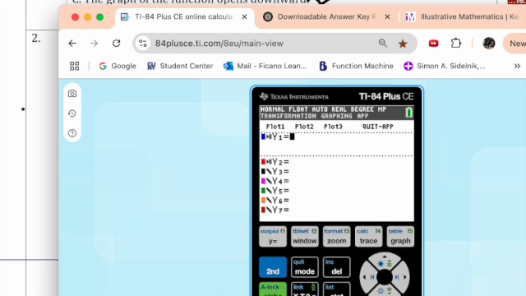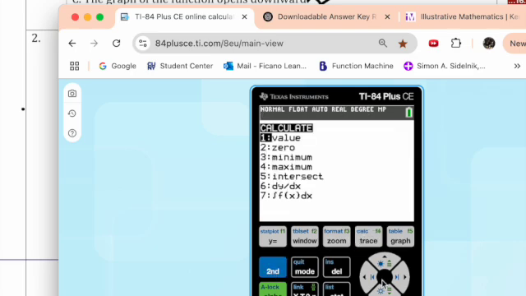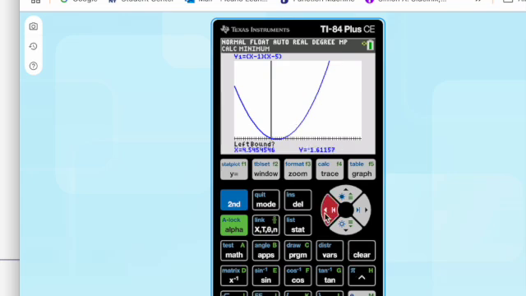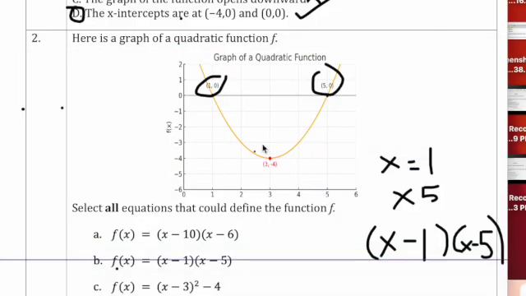All right. x minus 1. I'm just going to check to make sure that it fits my vertex. And we have x minus 5. Okay, and then I'm going to calculate my minimum. Yes, it's a minimum. Okay, and I go to my left bound. I'm going to my right bound. Enter. Okay, so it's at about 3 comma negative 4-ish, and that's what I have here, 3 comma negative 4. So I know that I'm looking for something that looks like this, which is B.